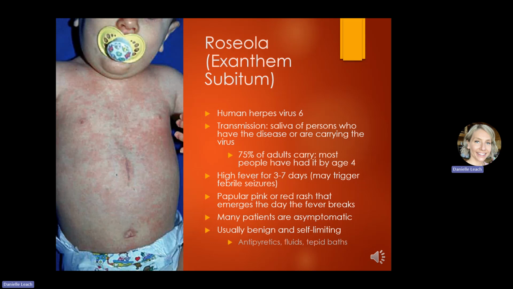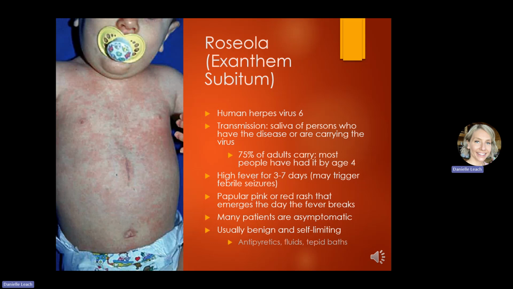We'll talk more about this in the neurological module, but febrile seizures are not like regular epileptic seizures. They don't cause any long-term neurological effects or damage. They are literally just caused by the very high fever, and then the patient may never have them again.